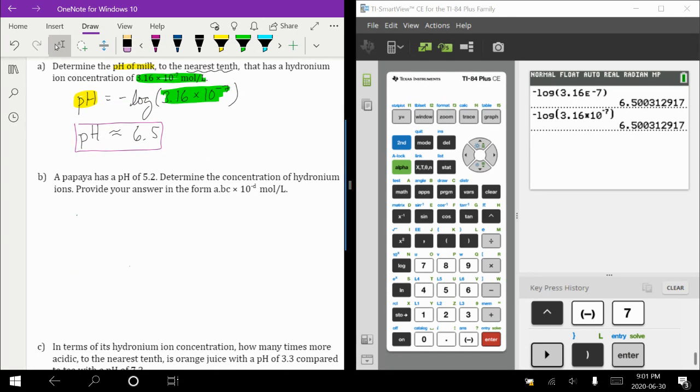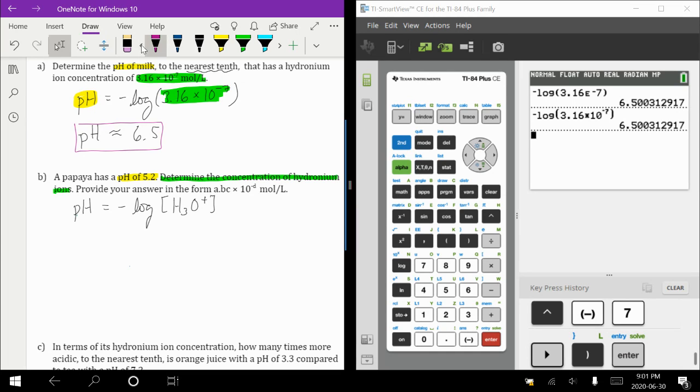Moving on to part B. A papaya has a pH of 5.2. This time we want to determine the hydronium ion concentration, and we want to provide our answer in the form specified. My suggestion would be to write down the equation that you were given. And then we're going to think about how can we isolate hydronium ion concentration in the general case.